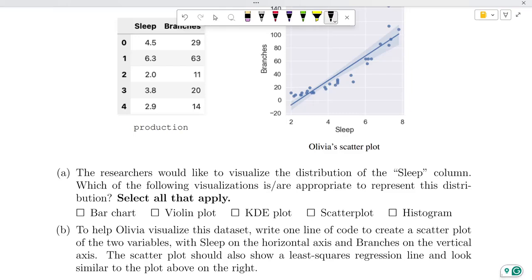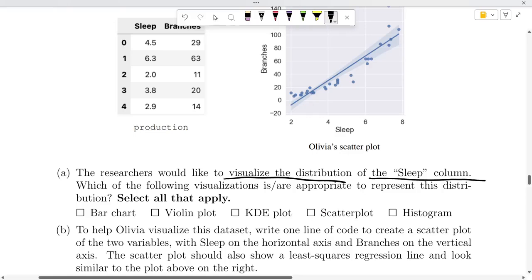So here, note that we're visualizing the distribution of the sleep column. So we know we're visualizing a distribution, and that puts scatter plots out, because scatter plots show the relationship of two variables, rather than giving us a visualization of the distribution. Well, here, the sleep column is actually a quantitative variable, so that also makes bar chart not a probable choice. Bar charts are more so for qualitative variables.